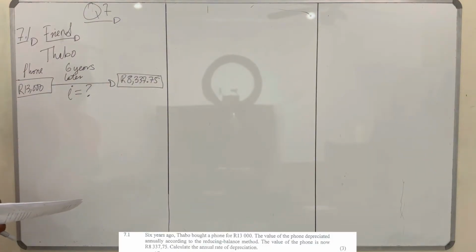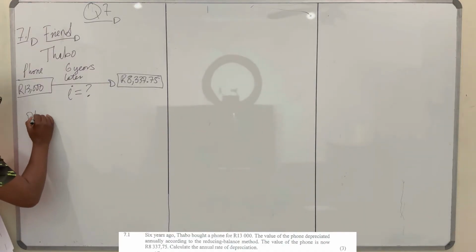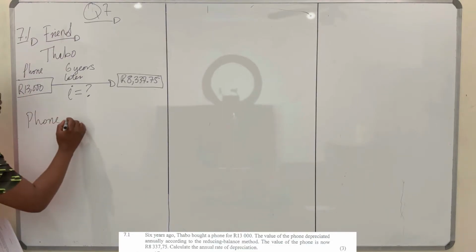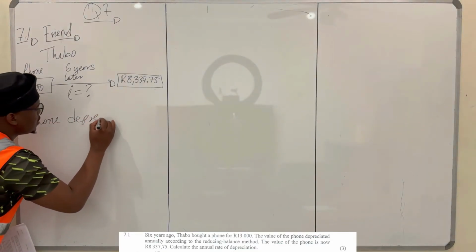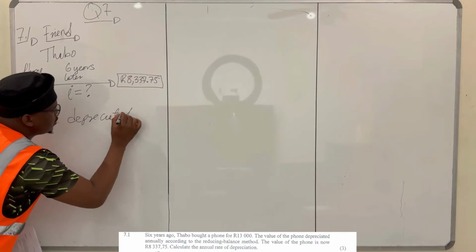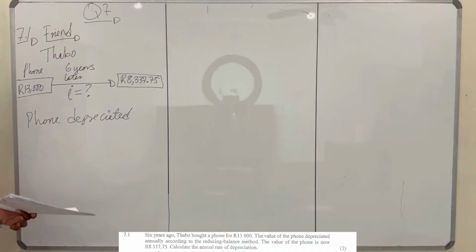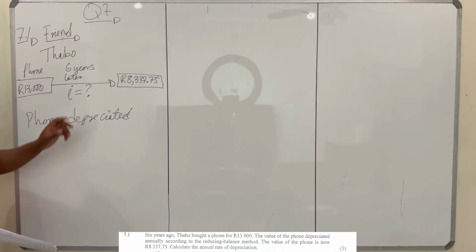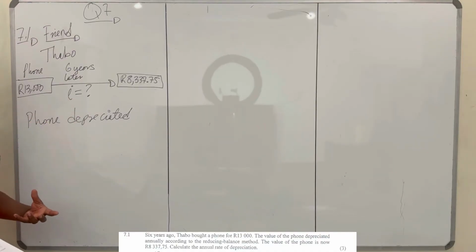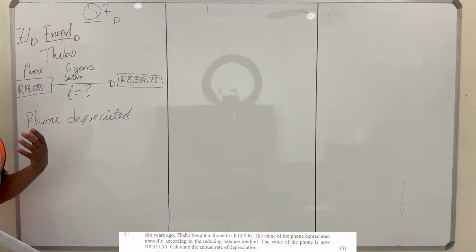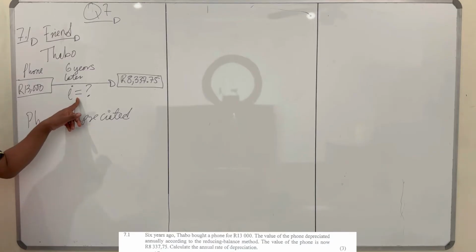So the phone that he bought for 13,000 depreciated over 6 years, which means it lost value over 6 years. But they want us to find how much it was losing value per year. What was the rate of value loss per year? Which is the rate of depreciation, I.